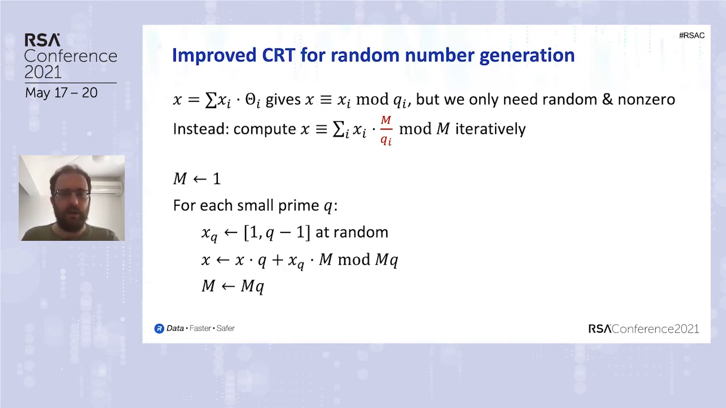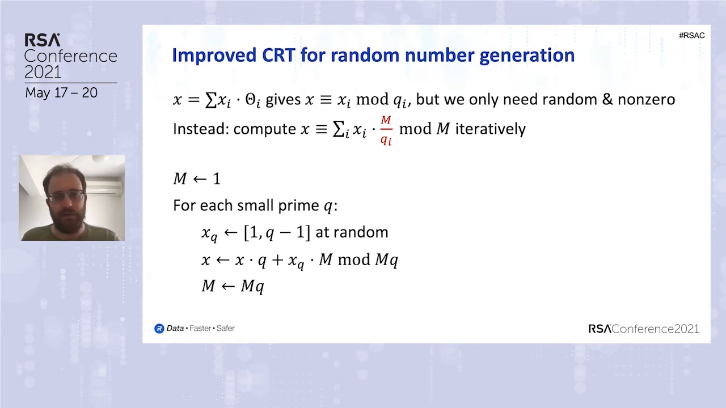But in some sense, this is solving a problem that's stronger than we need it to be. So we don't actually care what X is exactly mod Qi. We only need it to be random and not zero. So we don't need it to be Xi mod Qi. It can be some multiple of Xi mod Qi. So with that observation, we notice that you can replace theta i with M over Qi, since M over Qi is not divisible by Qi, but it's divisible by all the other primes.